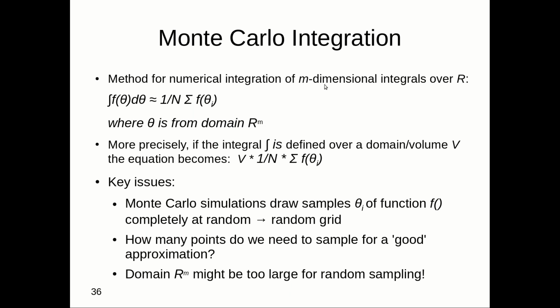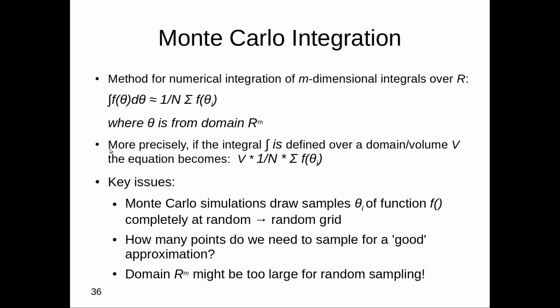Right. And so, talking about Monte Carlo integration, this is a method for numerical integration, for calculation of m-dimensional integrals over R, the real numbers. Essentially you approximate this integral that you cannot compute because it's too complicated just by 1 over n times the sum of the points you have computed. And so this theta is from the domain R to the power of m, a large vector space in the real numbers. Keep in mind here that in Bayesian phylogenetic inference, this is actually not true because we also have this tree parameter, this weird discrete parameter.